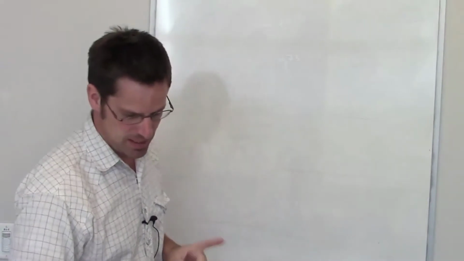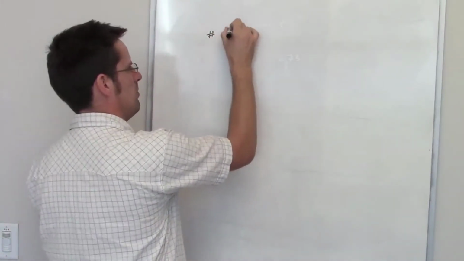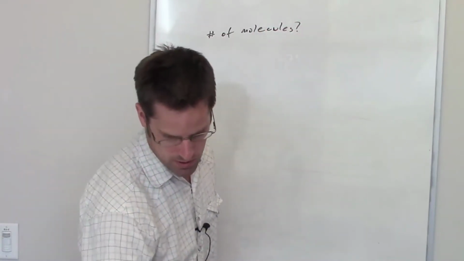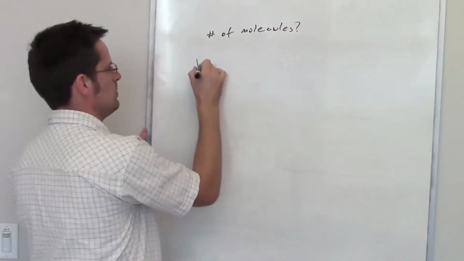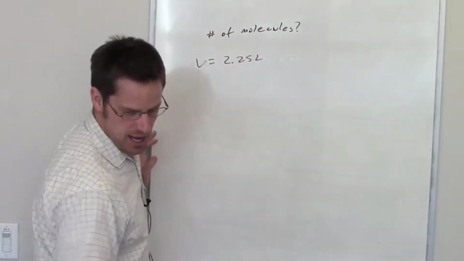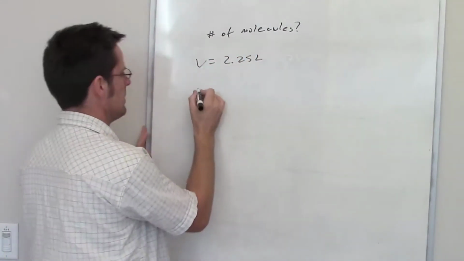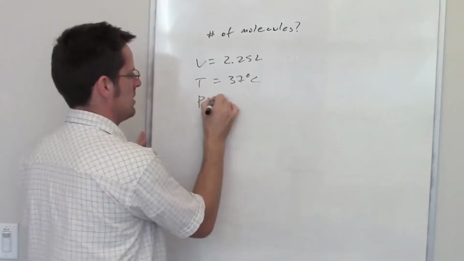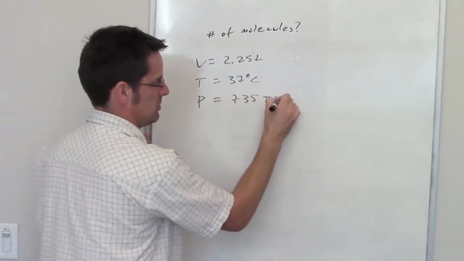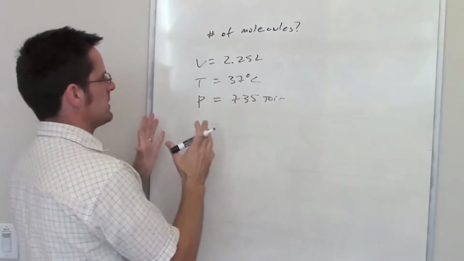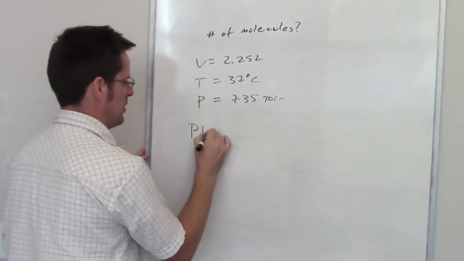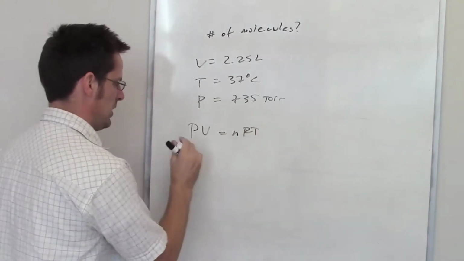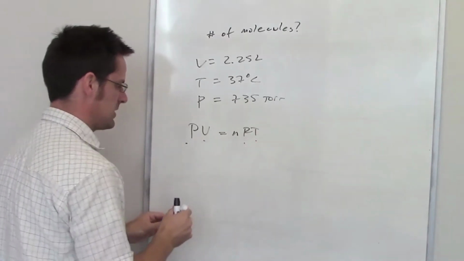And this question asks me to calculate the number of molecules in a deep breath of air whose volume is 2.25 liters, at body temperature, 37 degrees Celsius, and pressure is 735 torr. So there we go. Once again it's asking for the number of molecules. I'm going to throw down the ideal gas law, PV equals nRT. I've got pressure, I've got volume, I've got my ideal gas constant, I've got my temperature.